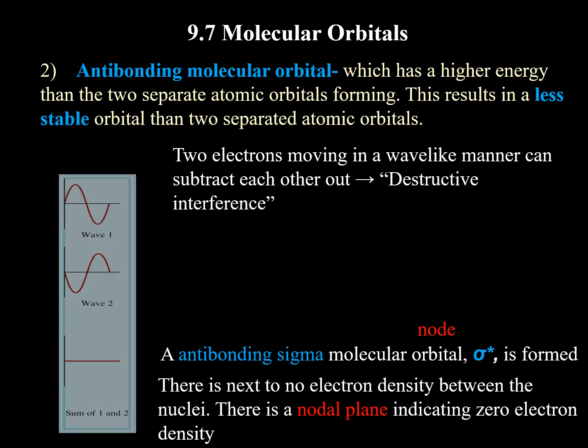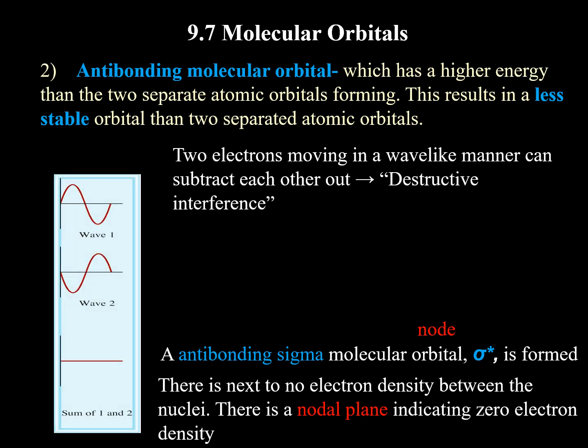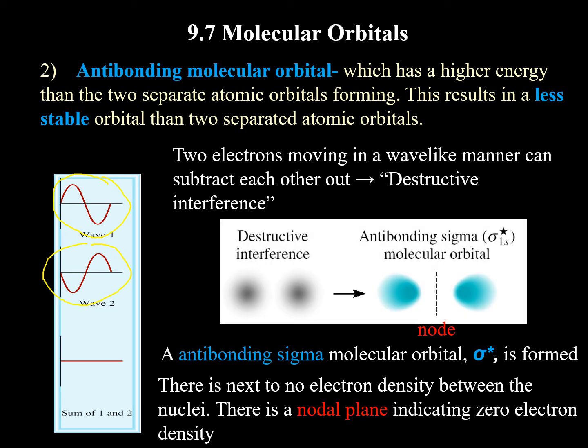We have the opposite, something called an antibond, which is destructive interference. Here the waves are out of phase, so when we add these 2 up, they cancel each other out. So we have a bonding orbital and an anti-bonding orbital. When anti-bonding orbitals are formed, there's no connection between the atoms, therefore it doesn't promote bonding. We designate this with sigma star. And in anti-bonding, we call this a node, where there is absolutely 0 electron density between the 2 atoms.